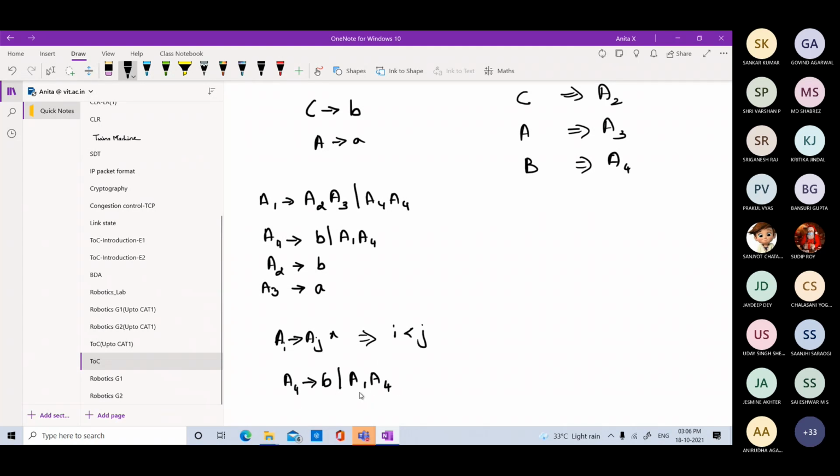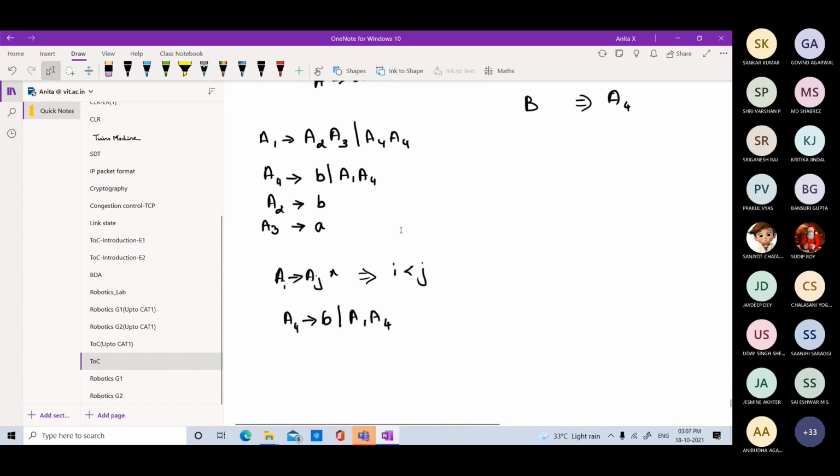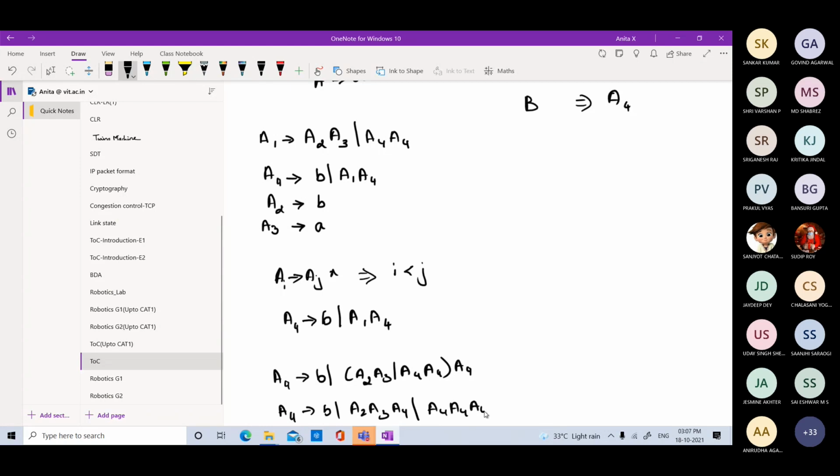So what should I do? Productions of A1, I have to place it here. So what are the productions of A1? This is the production of A1. So A4 derives B or, what is A1? This is A1: A2 A3 or A4 A4 A4. So this I can rewrite as B or A2 A3 A4 or A4 A4 A4.